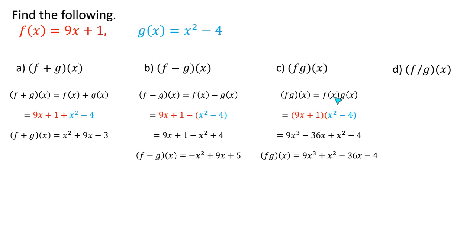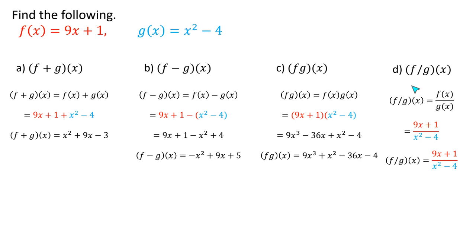And then to multiply, again, I rewrite it as f of x times g of x. So I have 9x plus 1 and x squared minus 4. So 9x times x squared is 9x cubed. 9x times negative 4 is negative 36x. 1 times x squared is x squared. And 1 times negative 4 is negative 4. We check to make sure there's no like terms. So we end up with 9x cubed plus x squared minus 36x minus 4.